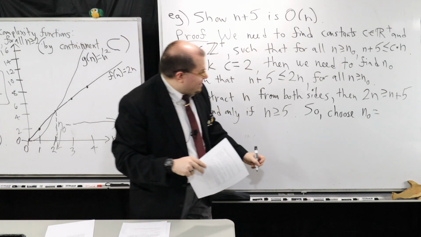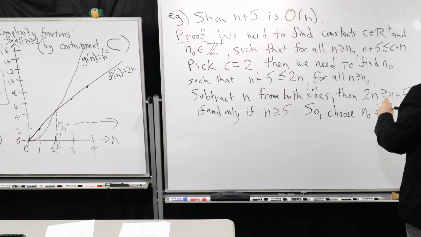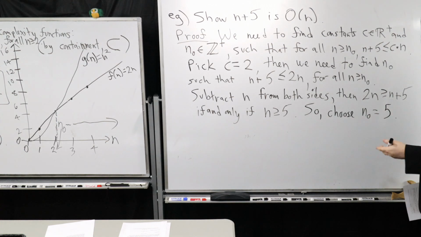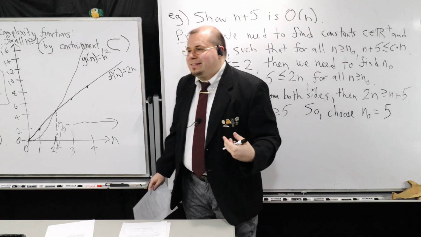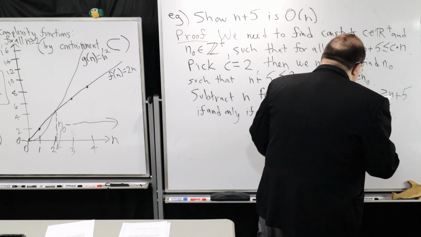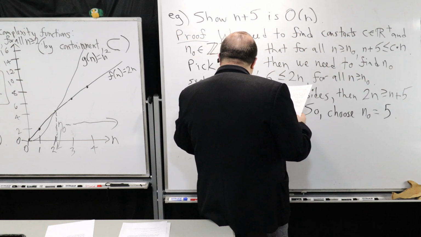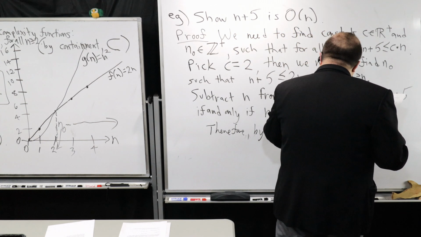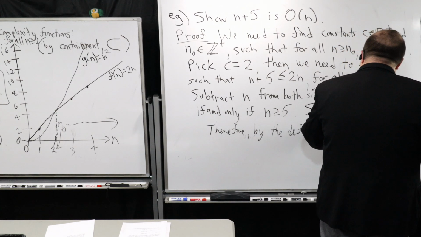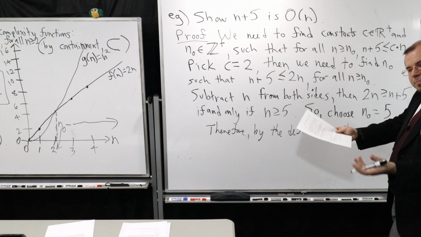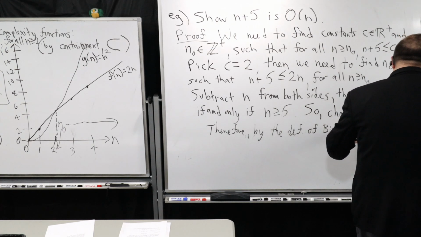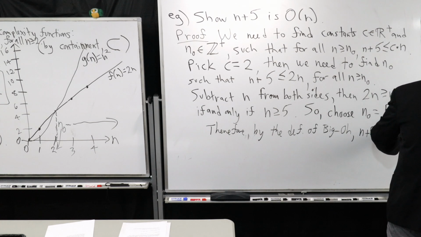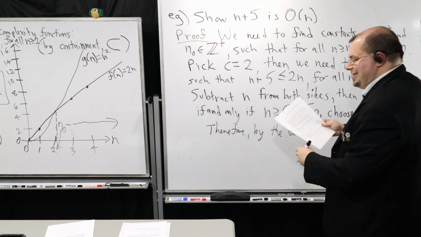So I'm just going to pick 5, right? I must stress that technically speaking, n0 could be 6, 7, or even 10,000, but I'll make it 5 because that's a nice number that falls out of our reasoning. So I'll pick 5, and then I'll say, therefore, by the definition of big O, because I have my two constants and I showed you why it works, n plus 5 is big O of n. And that's the end of the proof. I put a box there to indicate the end of the proof.